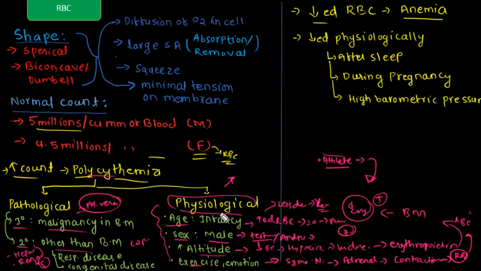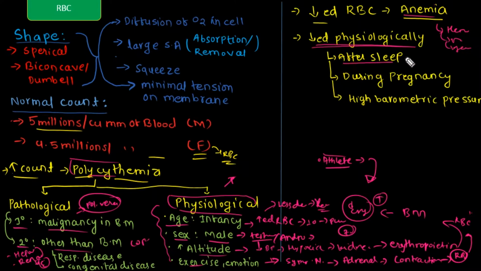Okay, then we saw about the increased count. Now let us see about the decreased RBC count due to physiological conditions. Pathological conditions are numerous, such as anemia. Anemia is caused either due to hemolysis, or there are different deficiencies that might cause it. The genetic condition may cause it. So let us see physiologically.